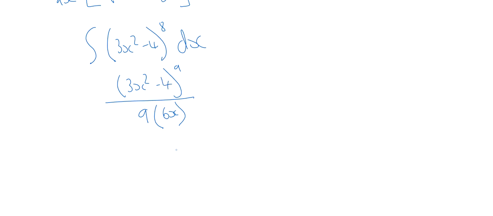Okay, so then we have 3x squared minus 4 all to the power of 9 divided by 54x. Yep, that's all I've got to do. I can't simplify that any further. Sometimes they're going to do a weird thing in question 1, all the questions in 9D. Thank you. Why do I keep forgetting that today?